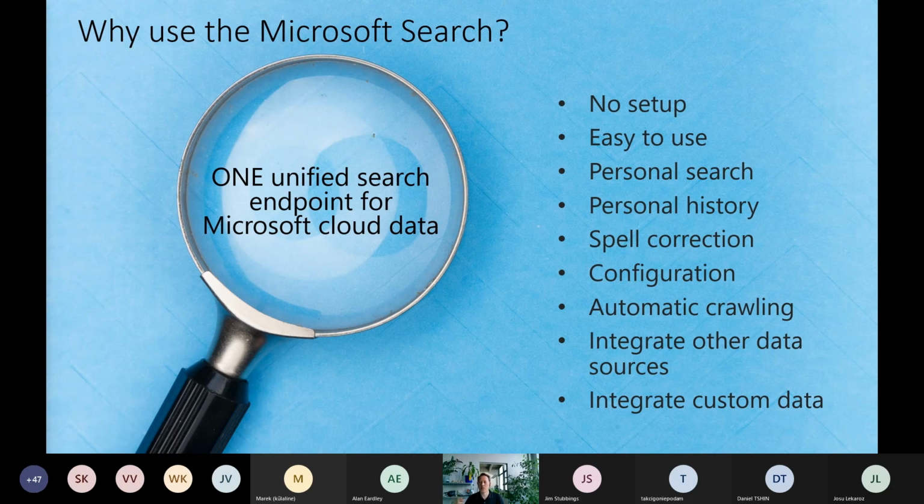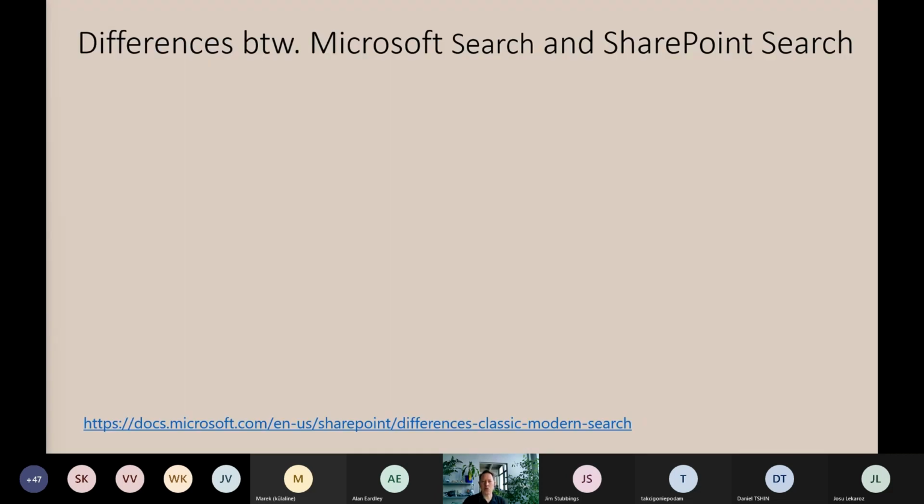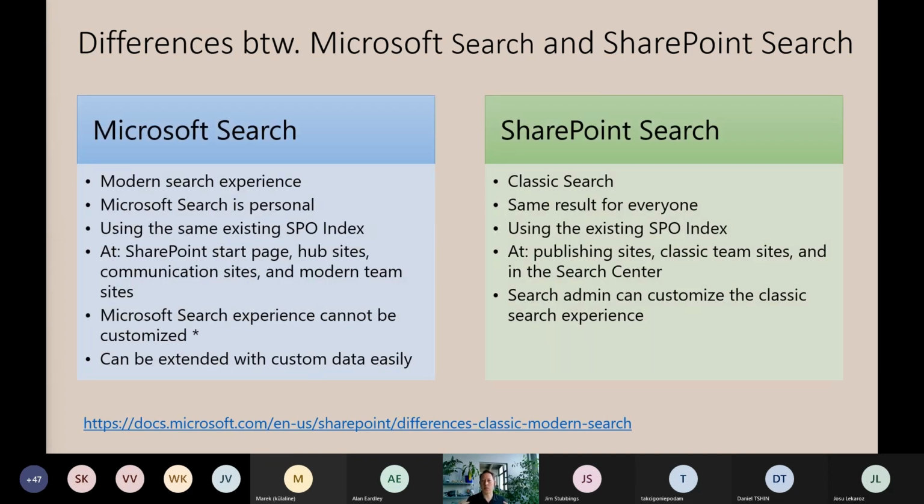All that happens automatically in the background. And we can also, that's the second part, integrate our own data. With that, I want to show the differences between Microsoft Search and SharePoint Search, because we are used to using Microsoft Search in the SharePoint sites, and we have it fully integrated. In the past, Microsoft calls the SharePoint Search Classic Search and Microsoft Search the Modern Search Experience.